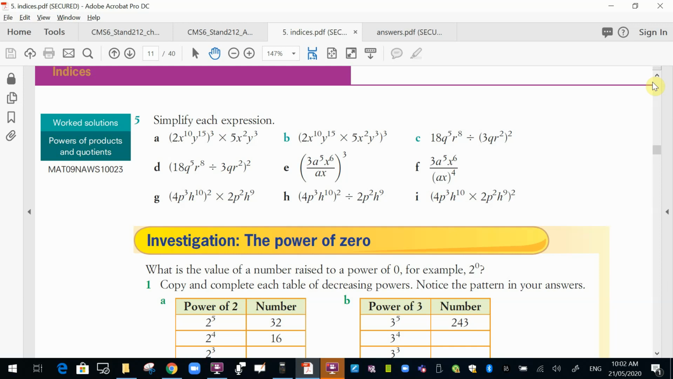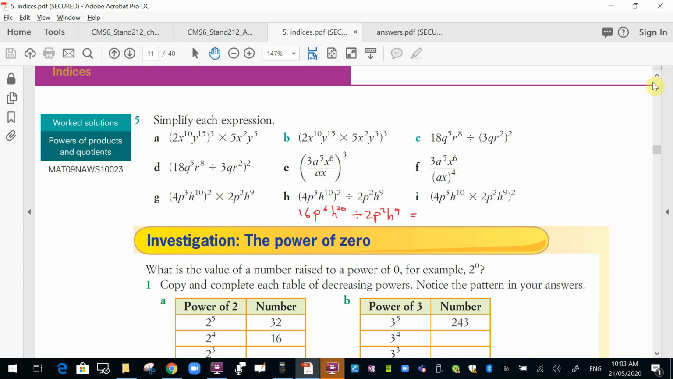The power outside the bracket applies to everything, every element inside the bracket individually. So we start with 4. 4 squared, 4 times 4 is 16. p to the power of 3 squared, we multiply the powers, 2 times 3 is 6. And h to the power of 10, multiply the powers, gives you h to the power of 20. And the second part, there's no action, so don't change anything, h to the power of 9.